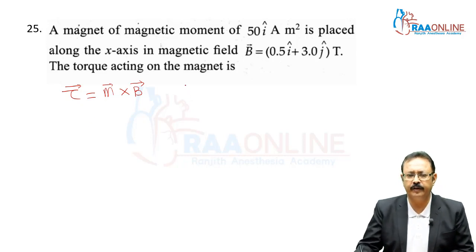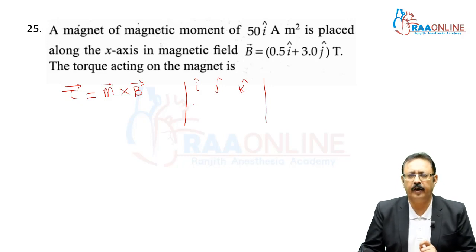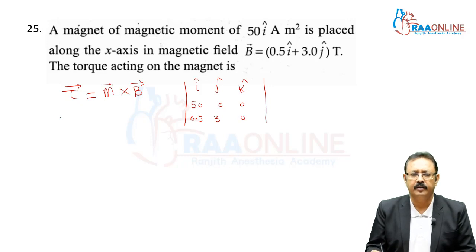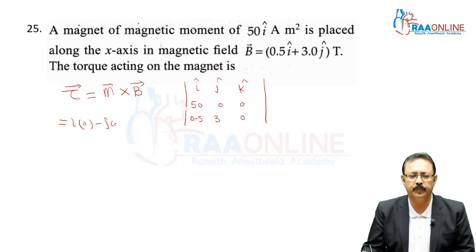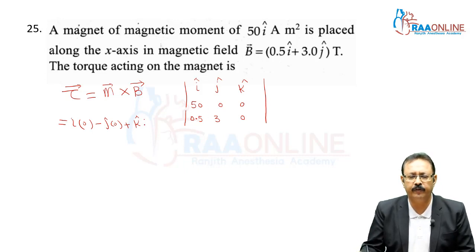Means only we have to solve the determinant. First row, i j k. Second row, from M, coefficient of i is 50, j is not there, k is not there. In B, 0.5, j, 3, k is not there. So what is the formula? i multiplied by, hide the row and column of i, you will get 0. Minus j, hide the row and column of j, again you will get 0. Plus k, hide the row and column of k, what you are getting? 150 minus 0 means 150.